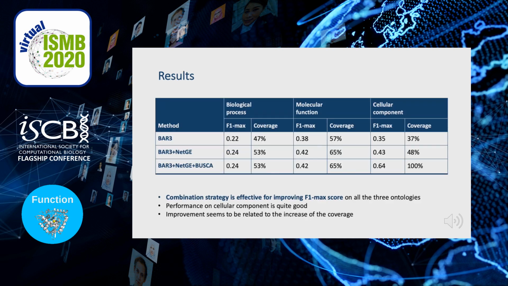Results of the CAFA-like benchmark are shown in this table, in which we report prediction performance and coverage as a function of the combination of the different tools in our pipeline. As you can see, the combination strategy seems to be effective for improving the Fmax score on all three ontologies. In particular, performance on the cellular component ontology is quite good. It's very close to the one achieved by top performing methods in the previous edition of CAFA. The improvement seems to be related to the increase of the prediction coverage.